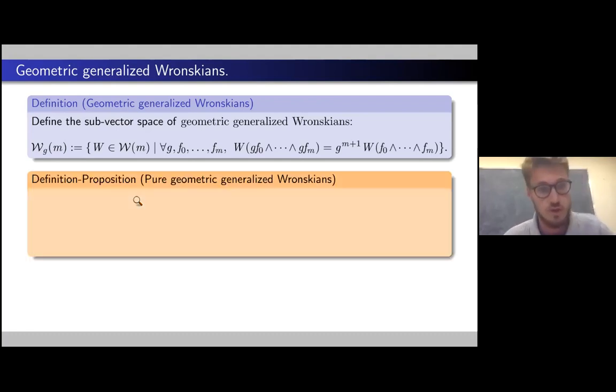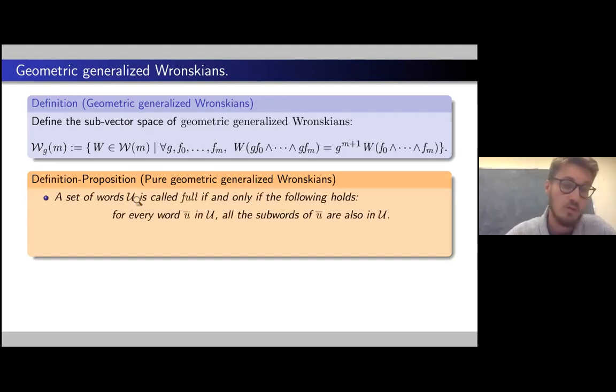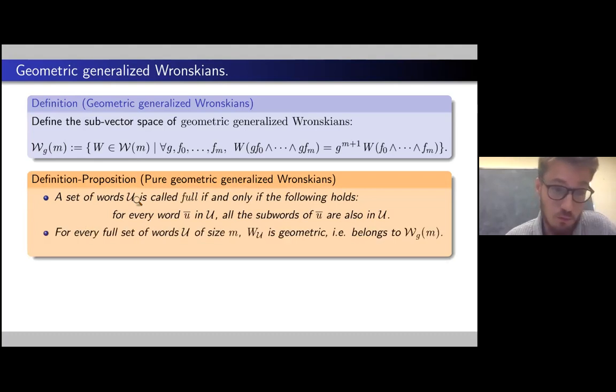This is not too complicated. We will start with a definition. We will say that the set of words U is called full if and only if the following condition is satisfied. We ask that for every word U in the set, all the subwords of U remain in the set. In this case, one can check that the pure generalized Wronskian associated to it is geometric.